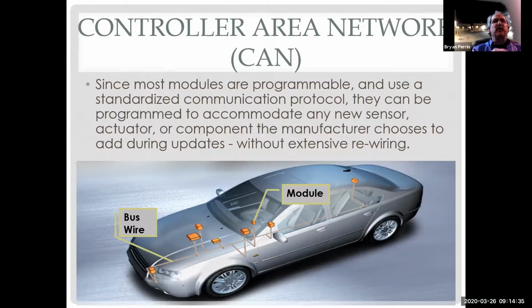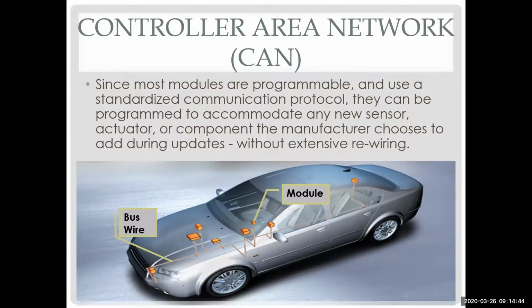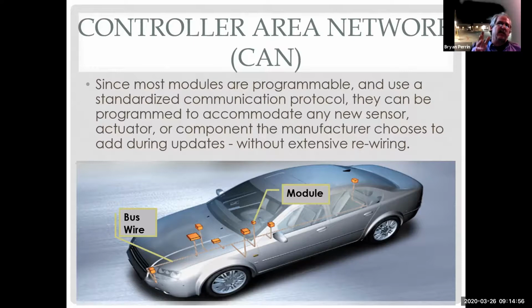Okay, since most modules are programmable and use a standardized communication protocol, they can be programmed to accommodate any new sensor, actuator, or component the manufacturer chooses to add during updates without extensive rewiring. So this is really important from a manufacturing standpoint. This allows me to build a vehicle platform, put a wiring harness in with maybe more connectors than I need, and then based on whether someone buys the deluxe version or the base version, that wiring's already there. It's just a matter of which modules we put in or which outputs we put in.